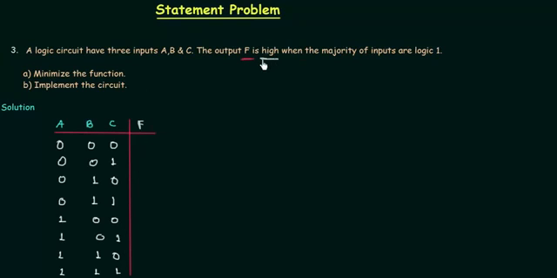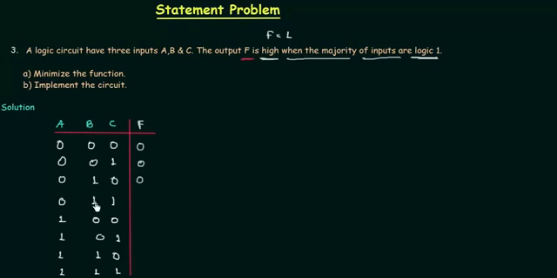The output F is high. It means the output F is equal to 1 when the majority of inputs are logic 1. We have 3 inputs, and if the majority of inputs are 1, we have to take the function F as 1. For the first case, we have all the 3 inputs equal to 0, so function F is going to be 0. For the second case, we have 2 inputs as 0 and 1 input as 1, so again function F equals 0.